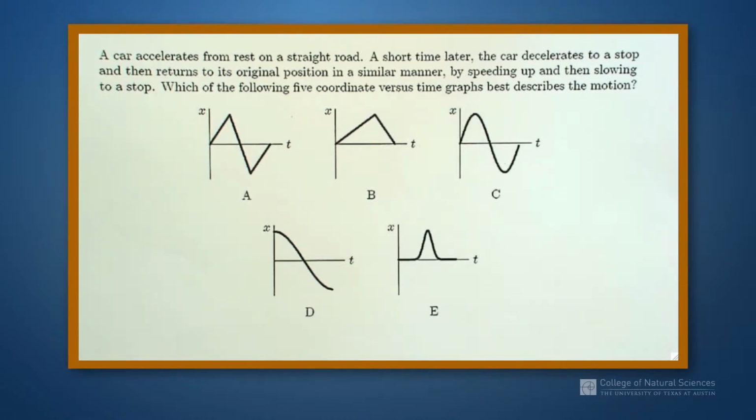So it says that a car accelerates from rest on a straight road. And at that point, that was a lot of information that was given to us. We'll come back to it. A short time later, the car decelerates to a stop, then returns to its original position in the same manner, by speeding up and then slowing down to a stop. Which of the 5 following coordinate versus time graphs best describes the motion?